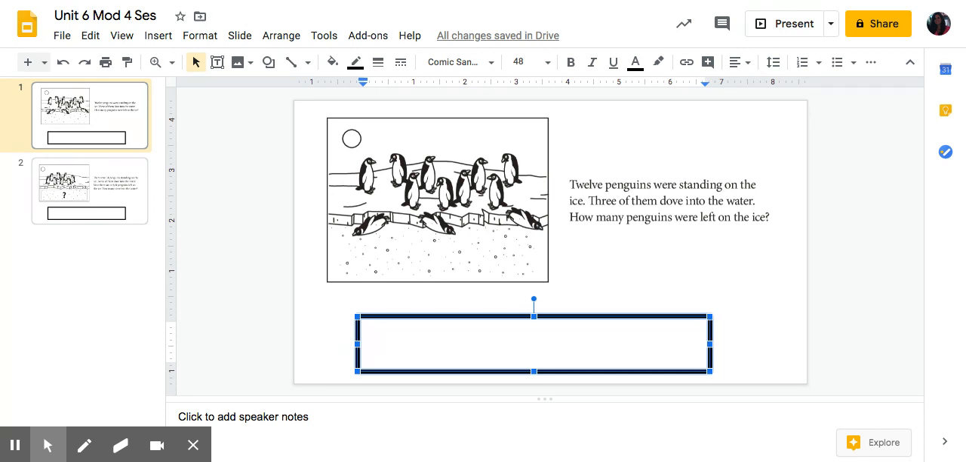So we always need to start with the greatest number, and then we use that minus sign when we write a subtraction equation to show that we are taking away. Let's look at this first story problem.